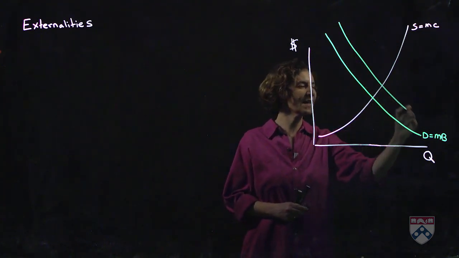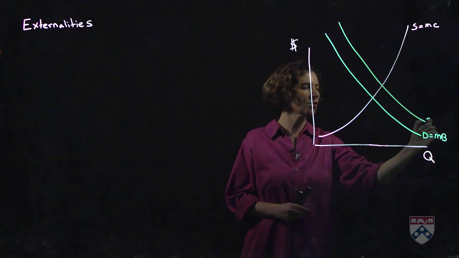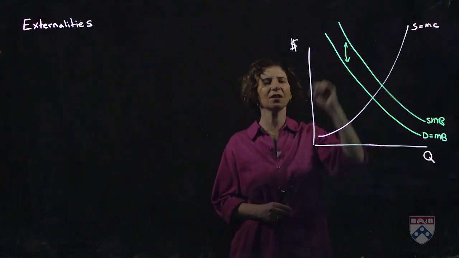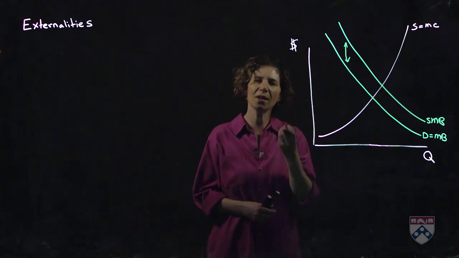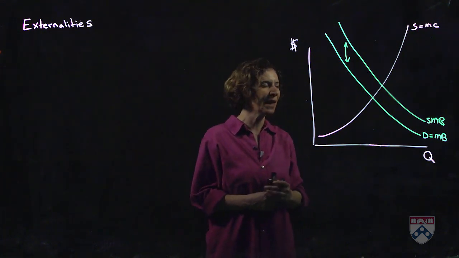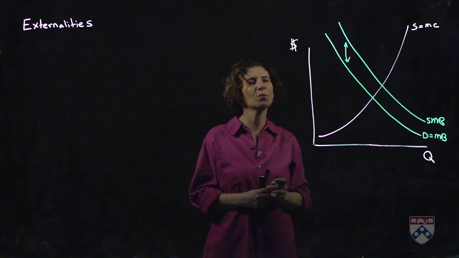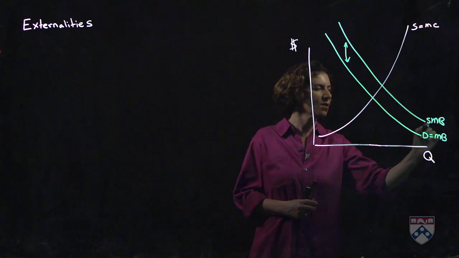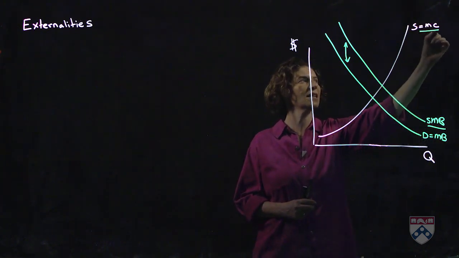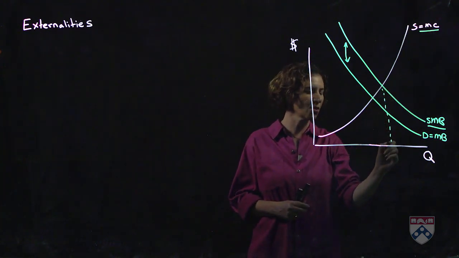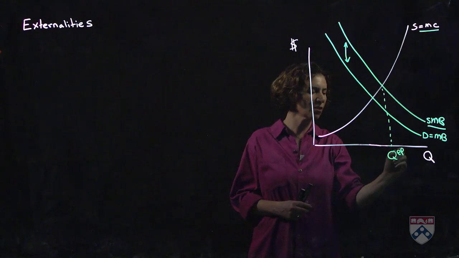The benefit to society includes not only the benefit to the consumer, but also the benefit to other people. The difference between these two lines is the marginal impact on society of one more person getting vaccinated. So it's the marginal external benefit. Again, from a society's point of view, we want to produce where the social marginal cost is equal to the social marginal benefit. So here's my social marginal benefit. Here is the marginal cost. So from a society's point of view, I want to produce at this quantity here. This is the efficient quantity.